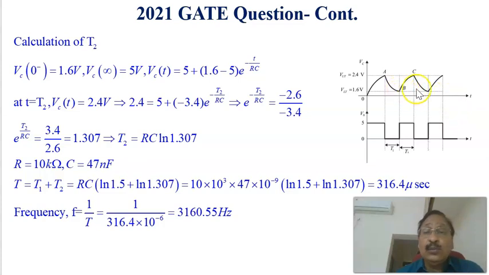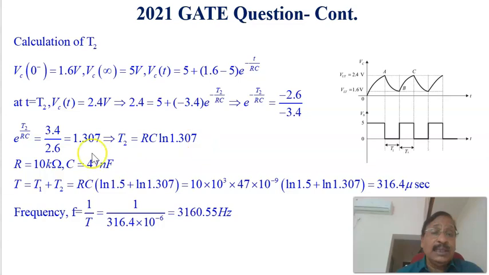Now, to find the time t2, we substitute the value of t2. At t2, VC(t) equals 2.4 volts. So 2.4 = 5 + (1.6 - 5) e^(-t2/RC), or e^(-t2/RC) = -2.6 divided by -3.4. Or we can get t2 = RC natural logarithm of 1.307.